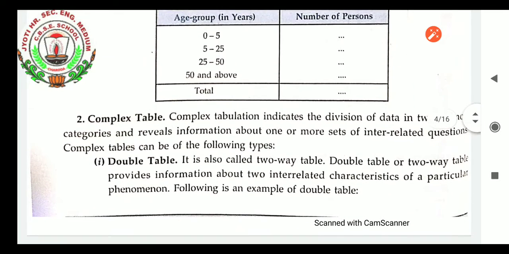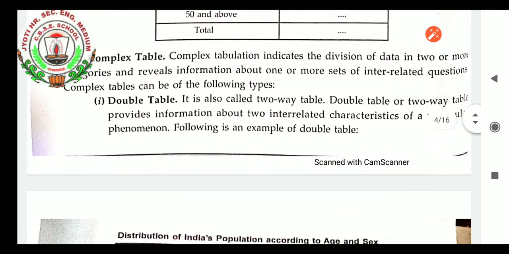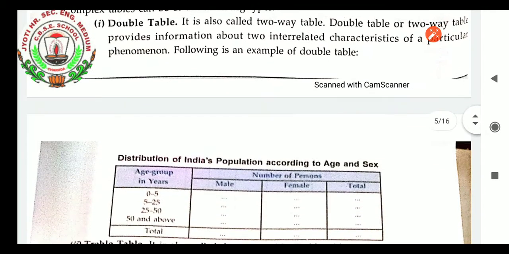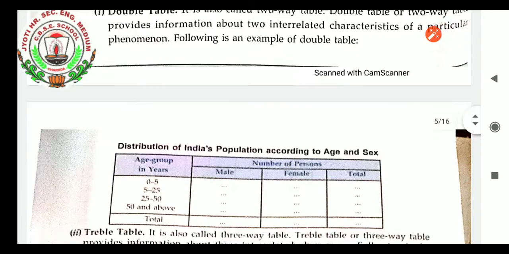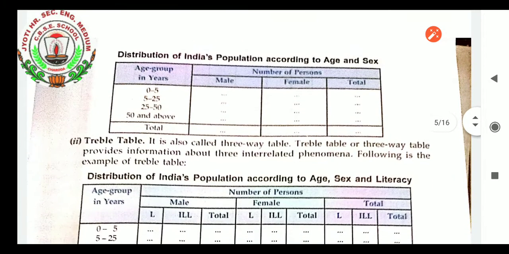Complex tabulation indicates the division of data into two or more categories and reveals information about one or more sets of interrelated questions. Complex tables can be of the following types. Double table, also called two-way table. A double table or two-way table provides information about two interrelated characteristics of a particular phenomenon. Following is an example of a double table: distribution of India's population according to age and sex.